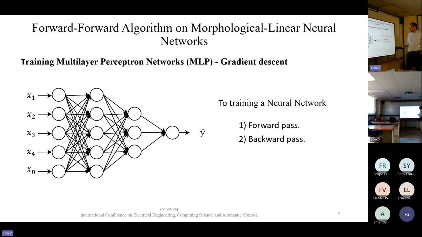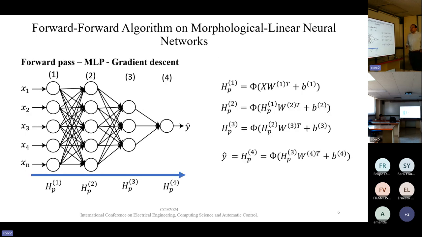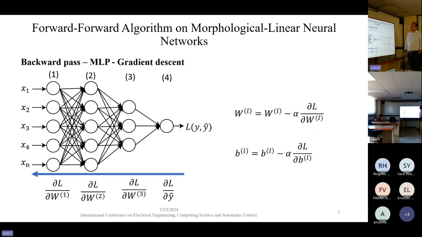The first is the forward pass, and the second is the backward pass. The forward pass consists of inputting the vector through the layers of the neural network, and each layer performs a transformation. This transformation is composed of multiplication and addition on each layer. At the end of the neural network, we have the classification of the input pattern. So this is the forward pass.